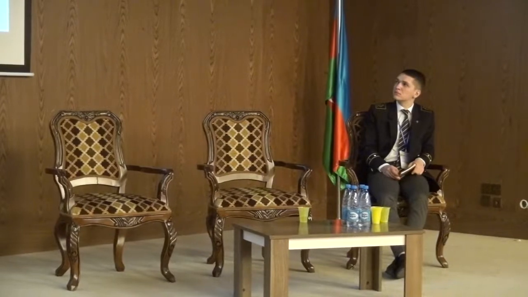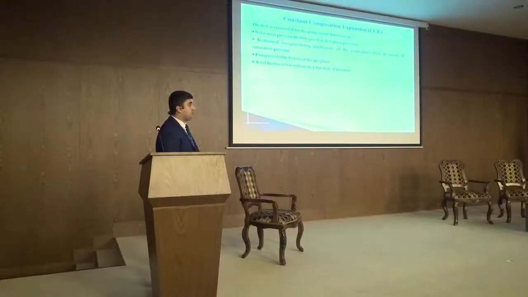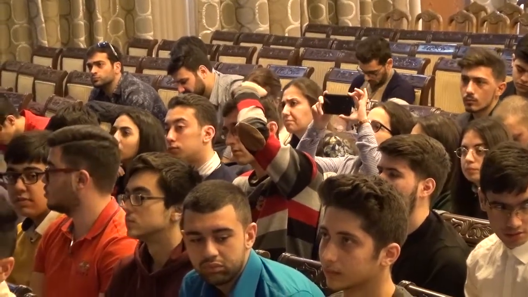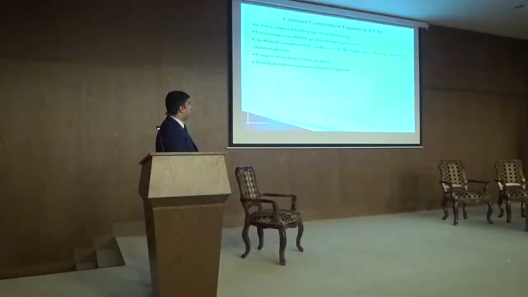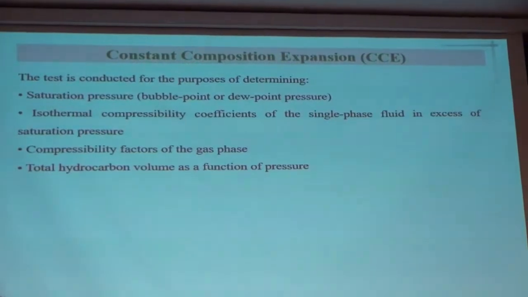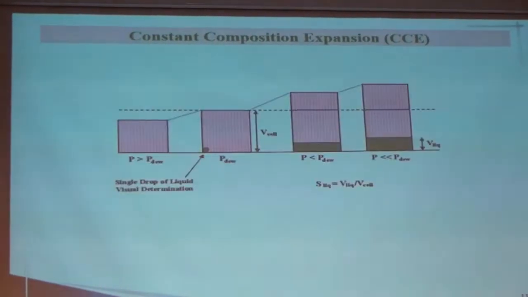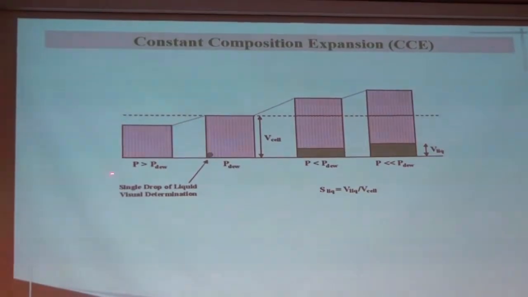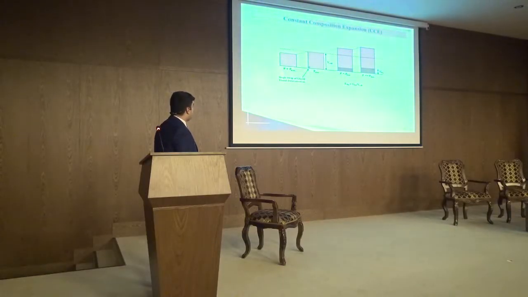And constant composition expansion, main target of using constant composition expansion test is to define saturation pressure or dew point pressure. Saturation pressure, when we use constant composition expansion test for oil reservoirs, for gas condensate reservoirs, we need to define dew point pressure. Also thermal compressibility coefficient, compressibility factor of the gas phase, and total hydrocarbon volume as a function of pressure. It is a basic illustration of constant composition expansion test.